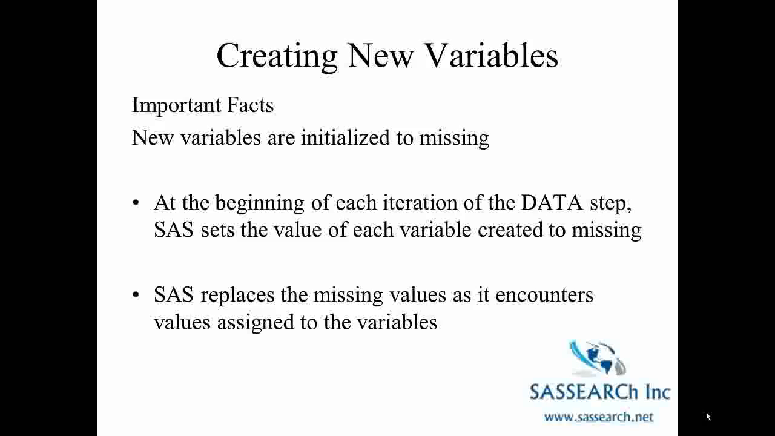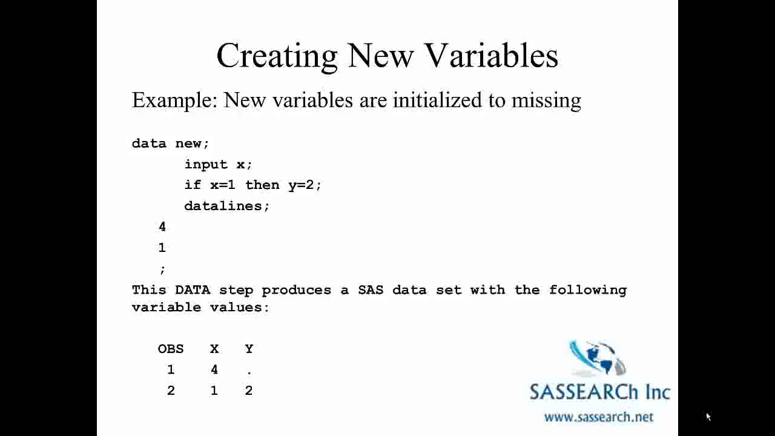There are some important facts when we're creating new variables. New variables are initialized to missing. At the beginning of each iteration of the data step, SAS sets the value of each variable created to missing. And SAS replaces the missing values as it encounters values assigned to the variables. Let's take an example to illustrate what I'm talking about.